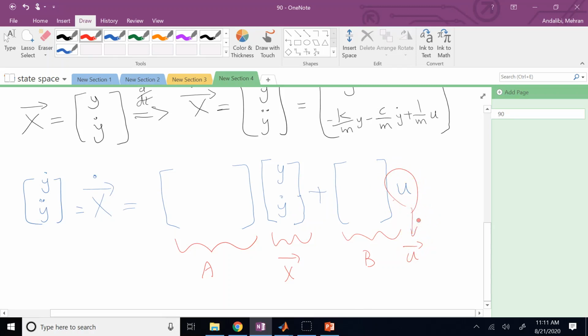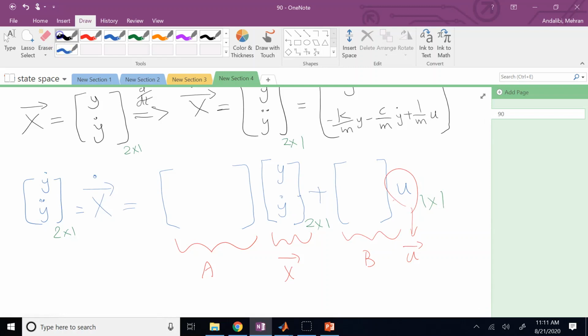Now, how do I fill these matrices? First of all, what is the size of them? If I know their size, it helps a lot. And then I fill them. So let's look at the sizes. Here, my x dot and x, as you can see, both of them are 2 by 1 vectors. So this guy is a 2 by 1, this guy is a 2 by 1, and this is a 1 by 1, right? It's a scalar.